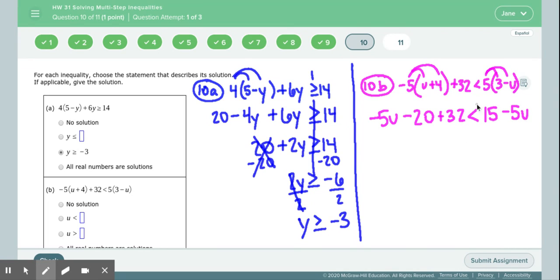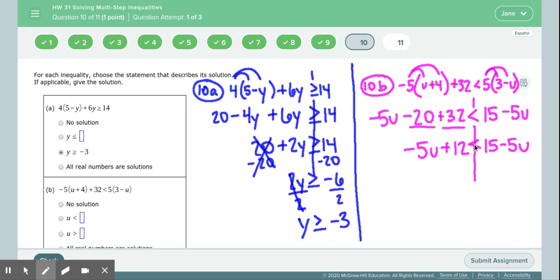All right, now when I look at my left-hand side from my right-hand side, I'm going to need to combine some like terms. So I have a negative 20 and a positive 32. Both are constants, numbers without variables. And again, since they're on the same side, I'm just going to type them in like this into Desmos. So I type in negative 20 plus 32. So I still have negative 5u, and then negative 20 plus 32 should come up with positive. So I'll put plus and then 12, and then is less than, and then 15 minus 5u.